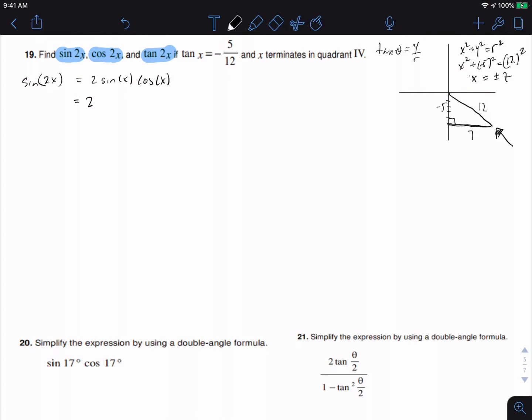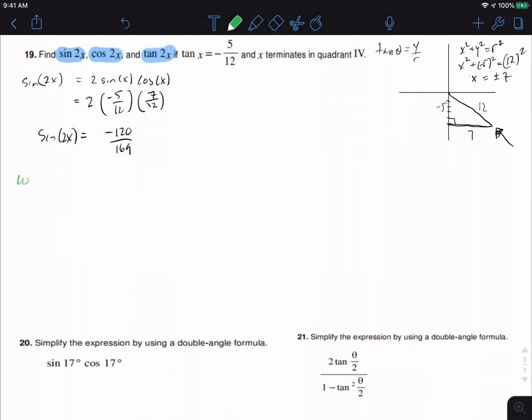Sine of x is going to be that -5 over 12, and that's because it's y over r. And then cosine is going to be 7 over 12, and that's because cosine is x over r. And so what we're going to end up getting is -120 over 169. That is our sine of 2x. Okay.